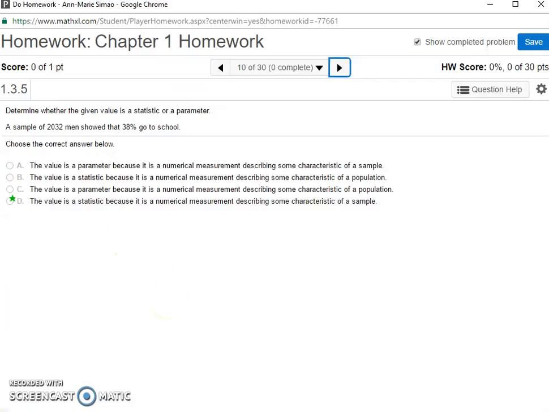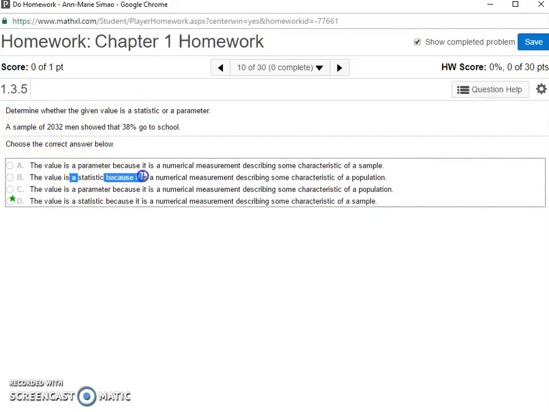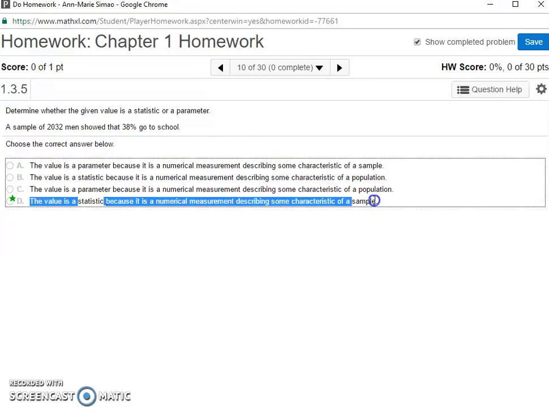The next group of questions are going to ask you to determine whether the given value is a statistic or a parameter. So it tells you a sample of 2,032 men showed that 38% go to school. So it's a sample. So if it's a sample, is that going to be a parameter or a statistic? It starts with S, so it's going to be a statistic. And then the next question is which of the two? Because the value is a statistic because it's a numerical measurement describing some characteristic of a sample. So that's going to be my answer.